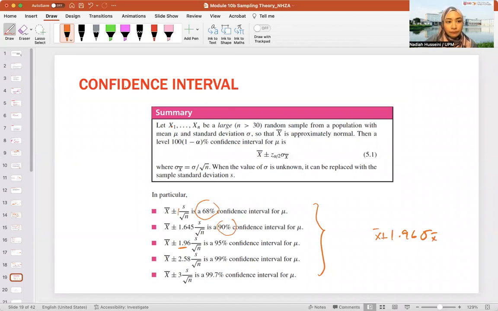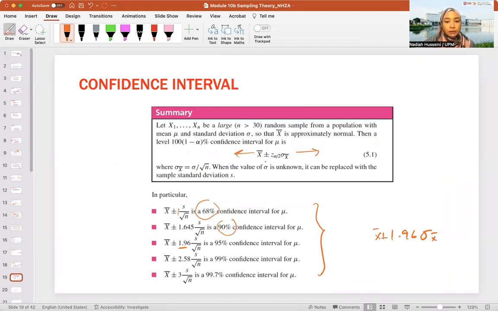So, summary. Yes, question? No question? Okay. So let the random variables x1 up to xn have a large n, greater than 30, from a population with mean mu and standard deviation sigma, so that your sample mean is approximately normal. Then a level 100% times the confidence coefficient percent confidence interval for mu is this guy, plus minus, right? Your range. Where your standard deviation of the sample mean is this guy. We already know this from the central limit theorem.